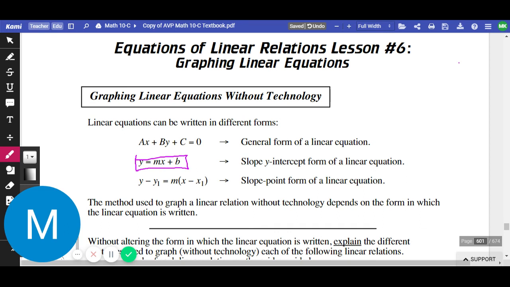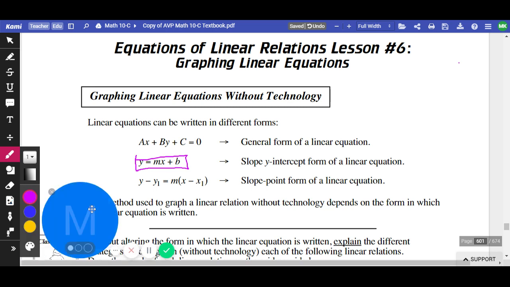The second way you can create equations is with slope-point form. Slope-point form would be this right here. That's good for if you have a slope and then just any point. You could even use the y-intercept and do slope-point form and it would still work. But this is just slope with any point and that formula would work.